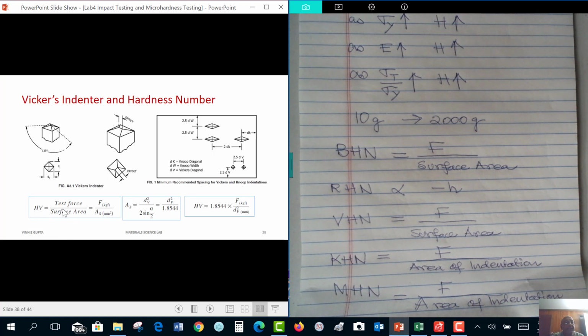Our Vickers hardness is defined as test force divided by surface area. We applied 500 grams, that's half a kg. We will divide by surface area in millimeter squared. Based on this geometry, we can calculate the surface area to be the average diagonal squared over 2 sine alpha over 2. Since we know alpha is 135 degrees, this formula reduces to a simplified version. Once we know the force and the average diagonal, we can use this formula to calculate our Vickers hardness.